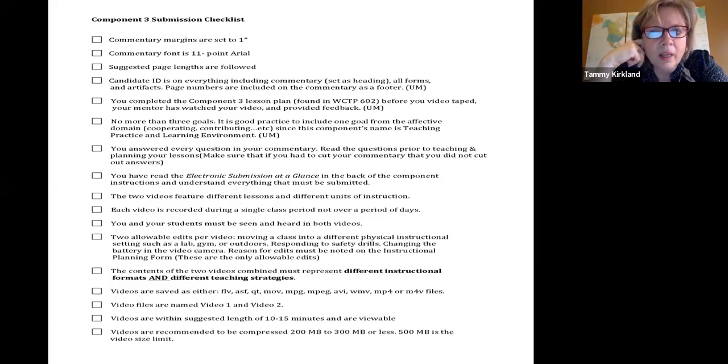But there is a lesson plan that we want you to look at as well, and we'll look at that tonight too. We want to make sure you've completed that lesson plan before you get your videoing done. There are lots of things we're looking for. No more than 3 goals. If you see UM beside this, that means it's coming from us, not the national board. The reason we say no more than 3 goals is because you will end up describing more than analyzing in your text. And we suggest that one of those goals on component 3 come from the affective domain.